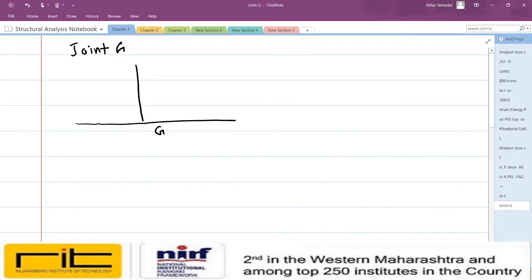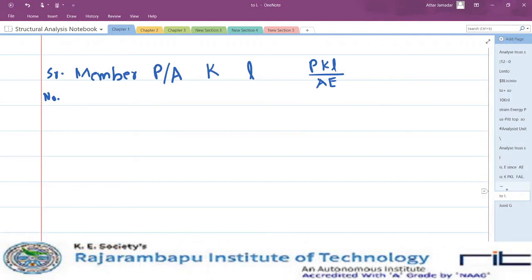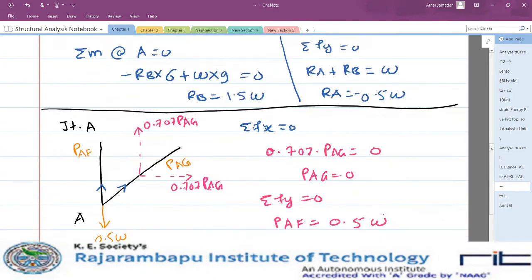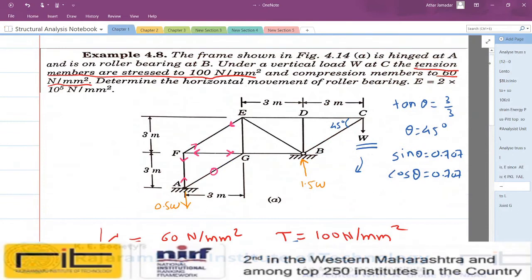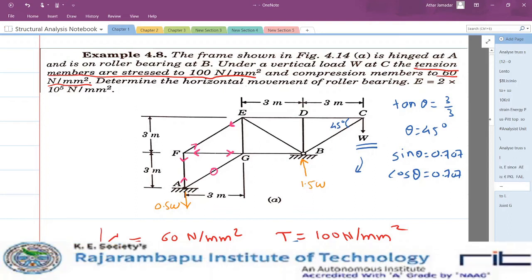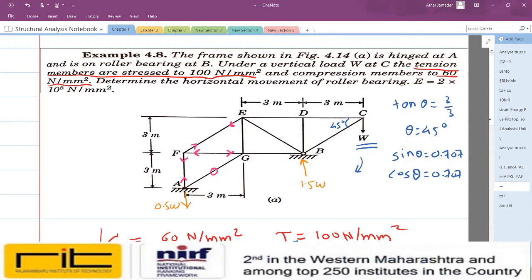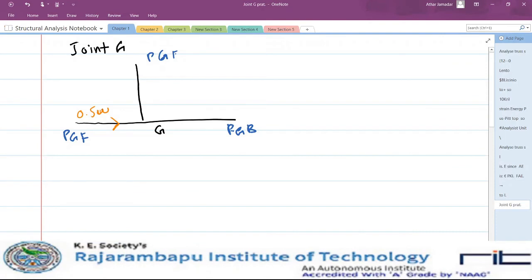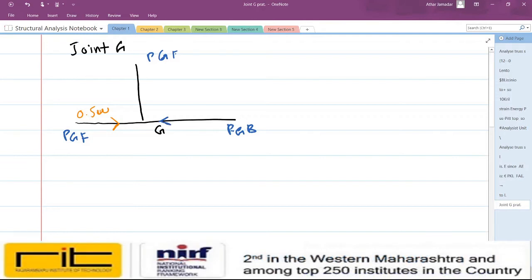At joint G, from the bottom member AG is meeting, but member AG is a zero force member. So we only have to consider these three members: member GF, member GB, and member GE. In that also member GF is known to us. We will assume PGB will go towards the joint, and let us assume PGF will go also towards the joint.